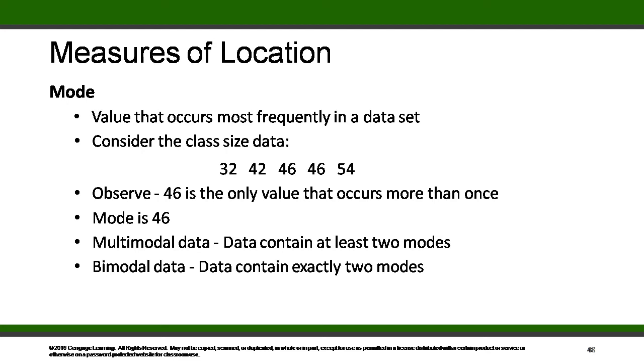Measures of location, mode. The mode is the value that occurs most frequently in a dataset. Consider the class size data 32, 42, 46, 46, 54. Observe 46 is the only value that occurs more than once. Then the mode is 46. Multimodal data is data that contain at least two modes. Bimodal data is data that contain exactly two modes.